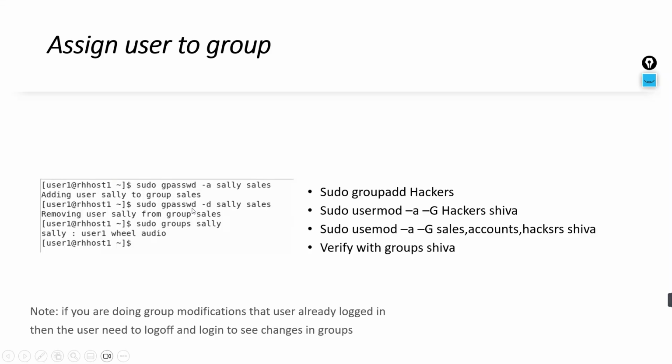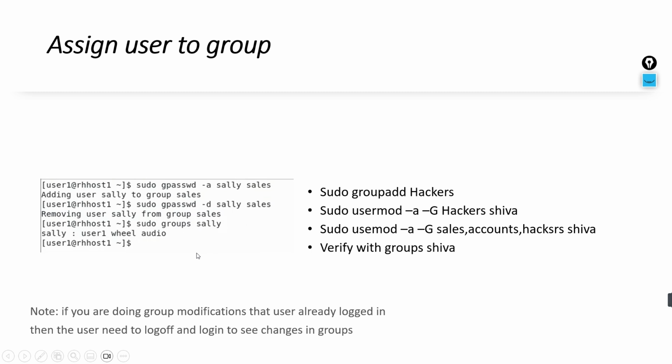You can practice this. This is a simple screenshot to set a group password, gpasswd. Normally a sudo password means the user password, but gpasswd means the group password. And sudo gpasswd -a appends, -d deletes a user from a group, -a adds a user to a group.